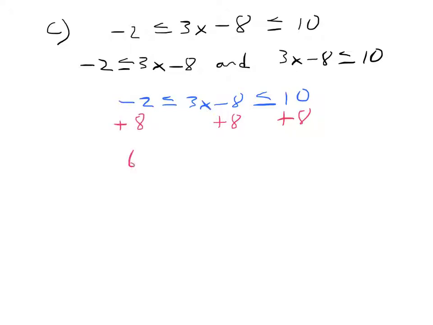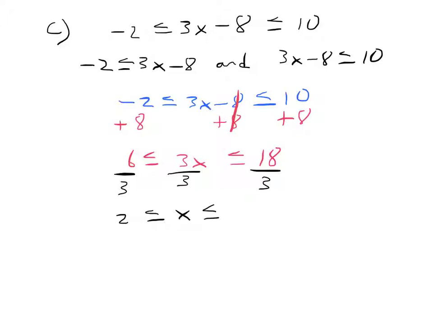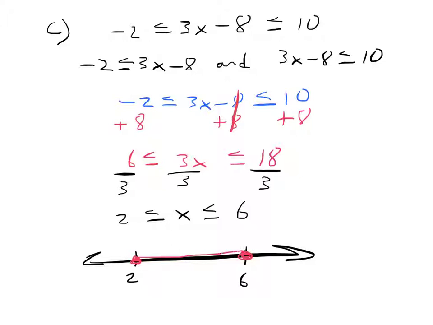This becomes 6 is less than or equal to 3x, because these cancel, which is less than or equal to 18. And now I'm going to finish this off by dividing by 3 over here, here, but also over here. I get 2 is less than or equal to x, which is less than or equal to 6. We can now graph it. I have 2, I have 6. I'm going to have two closed circles and a line in between, and you're done.